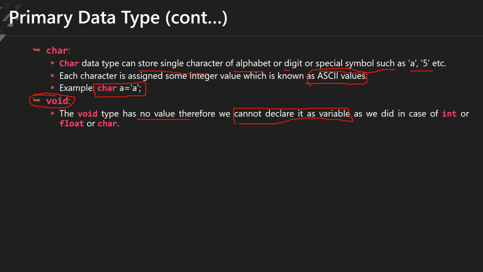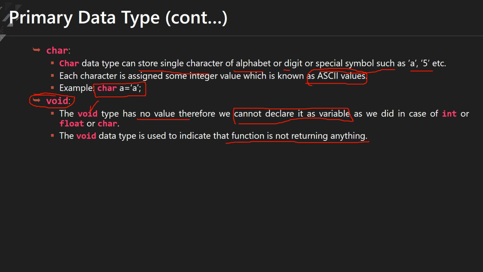Nothing will be returned, as in the case of int, float and char. So you always use void for function declaration. When you declare a function as void, that function's return type is nothing, and nothing will be returned. I hope you understood this concept.